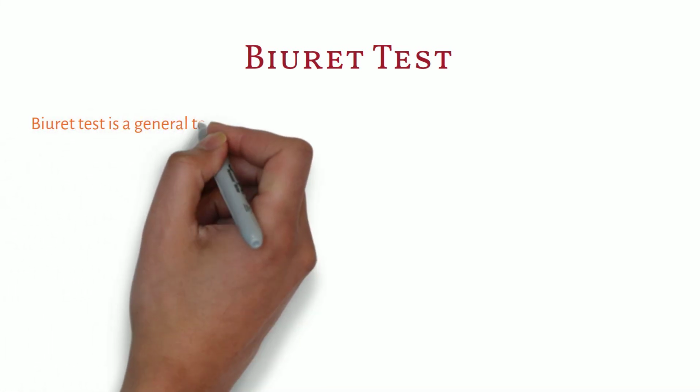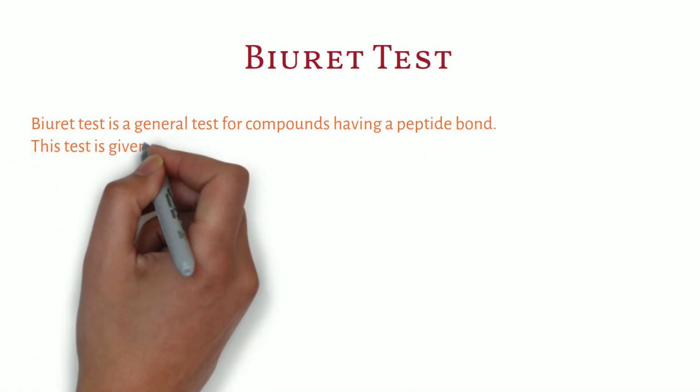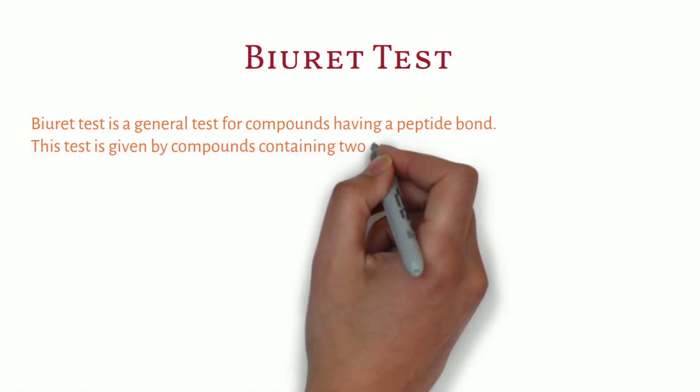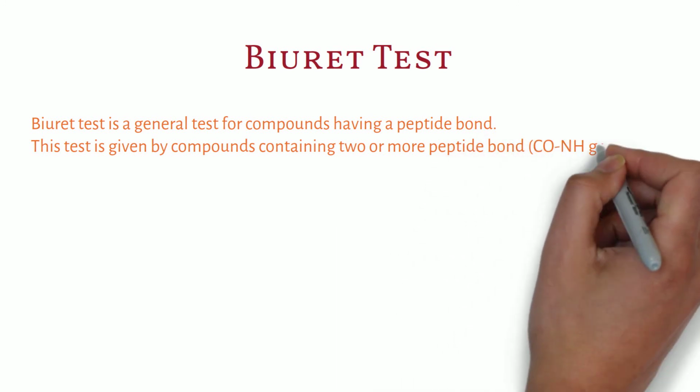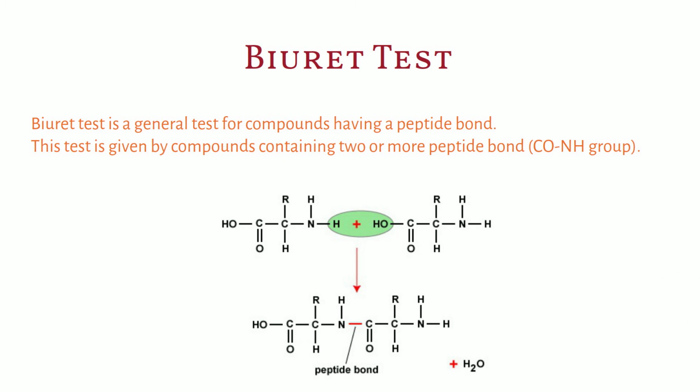Let's perform the biuret test. The biuret test is a general test for compounds having a peptide bond. This test is given by compounds containing 2 or more peptide bonds. Since all proteins and peptides possessing at least 2 peptide linkages, that is tripeptides, give a positive biuret test. The principle of the biuret test is conveniently used to detect the presence of proteins in biological fluids.